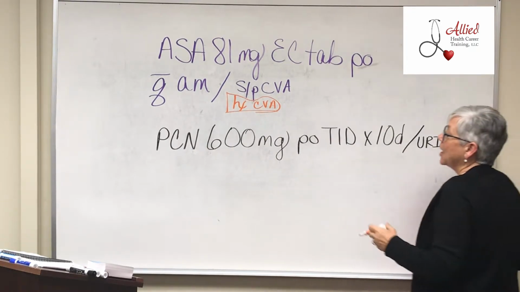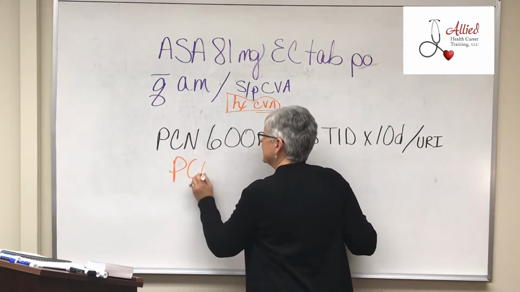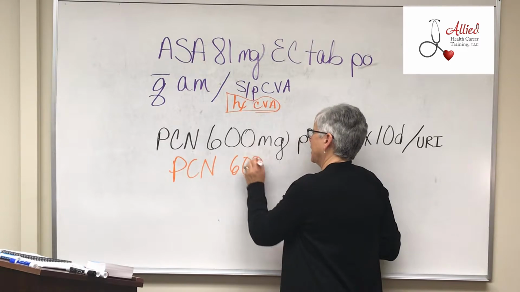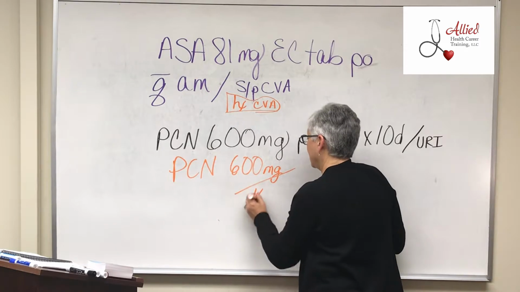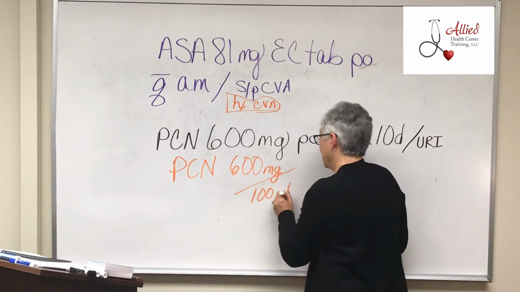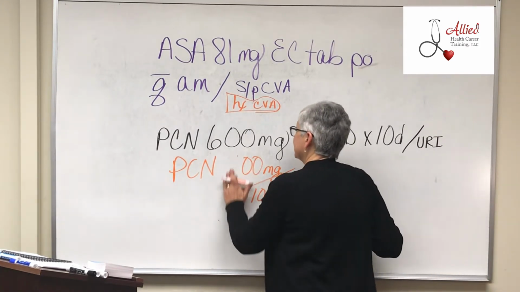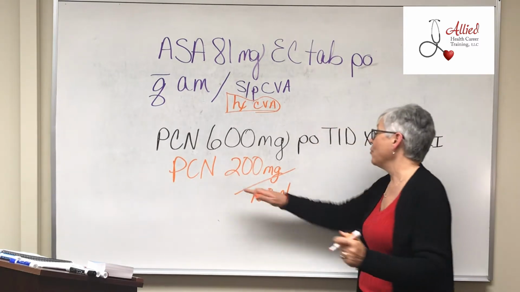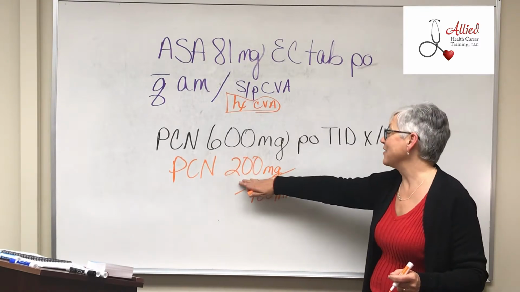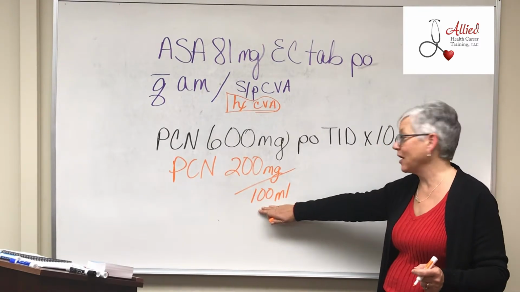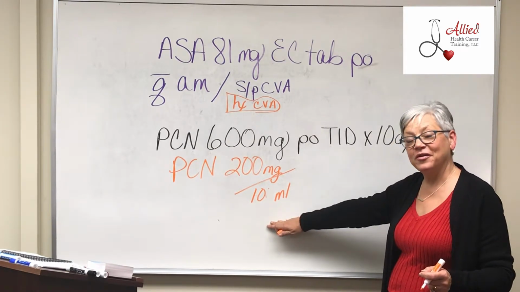Okay? Now, what if I wrote it like this? Let's see if you can see this. What if, let me change this. Okay, what if it was, what does this tell me? It's a liquid, because I have 200 milligrams of medicine in every 10 milliliters of liquid.